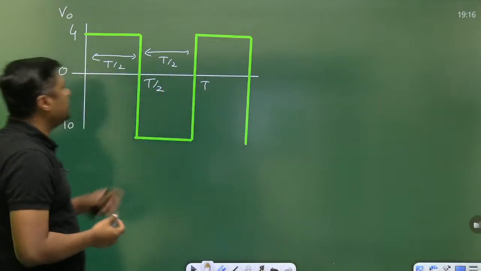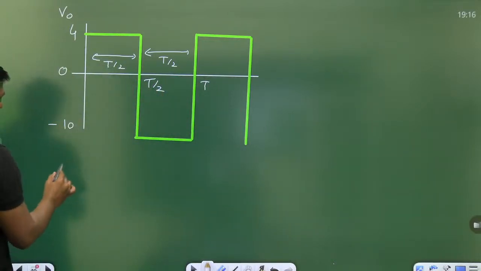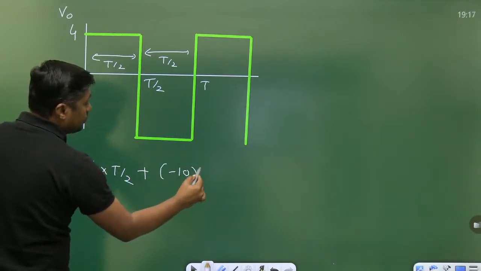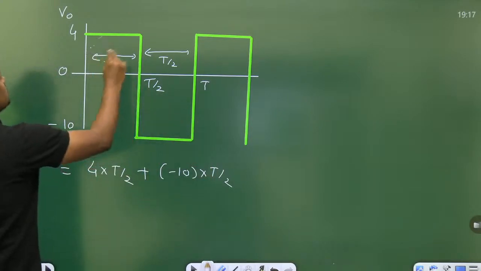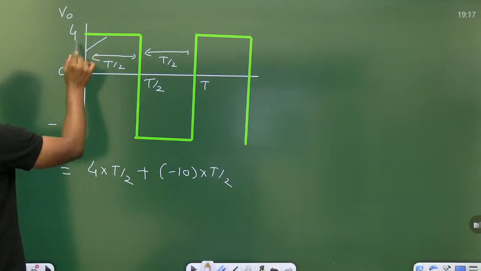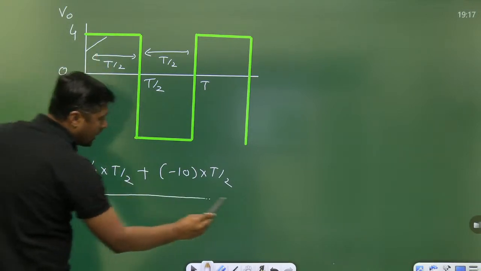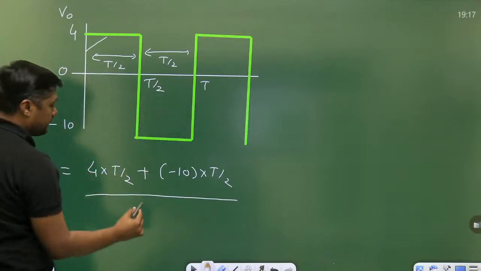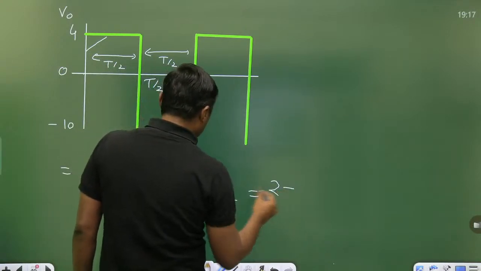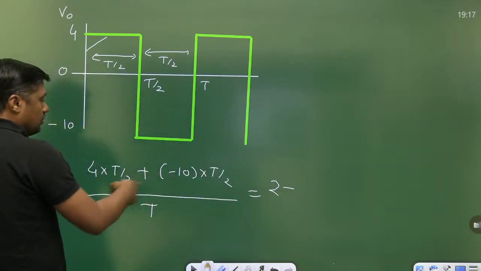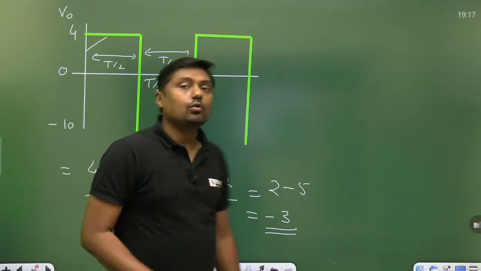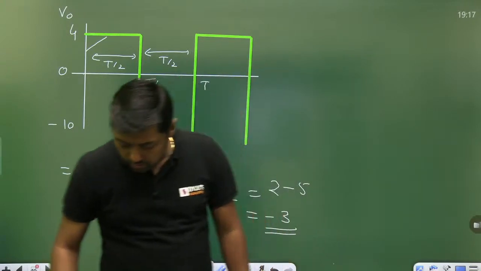Or simply, what is the area? T by 2 into 4, plus minus 10 into T by 2. So this is the positive area, area of this rectangle T by 2 into 4, and minus 10, area of this rectangle T by 2, upon the total time period. What is the total from this point to this point? T. So T cancels out, it will become 2 minus 5. What is the average value? Minus 3. Average value is minus 3 volt for this question.